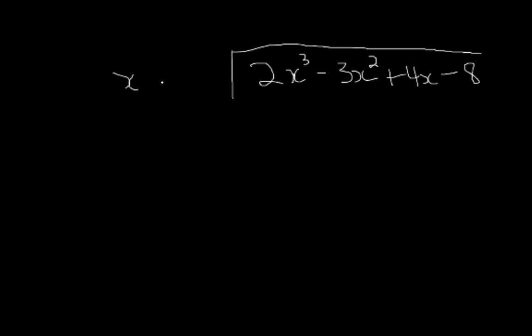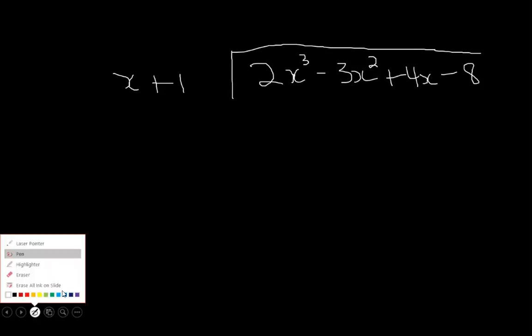I think it's best if you actually see me do it in person with you, so you can ask any questions about it. Okay, so they gave us this polynomial expression. It's 2x cubed minus 3x squared plus 4x minus 8. And they told you to divide this by x plus 1. And they want you to find the quotient and to find the remainder.